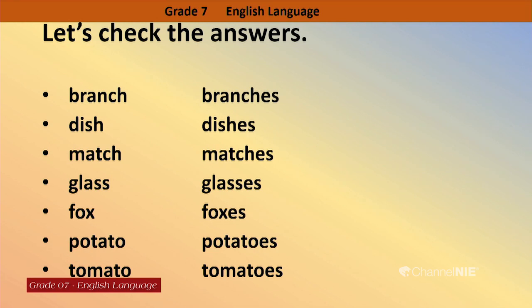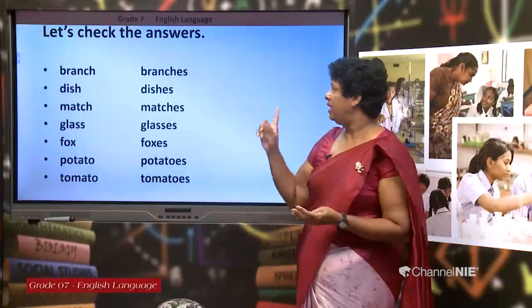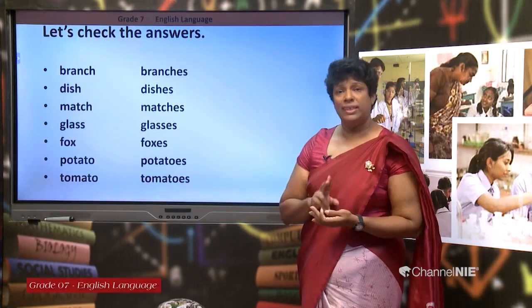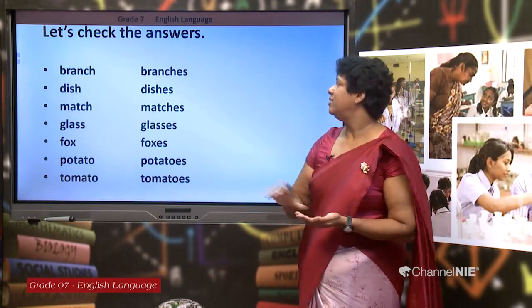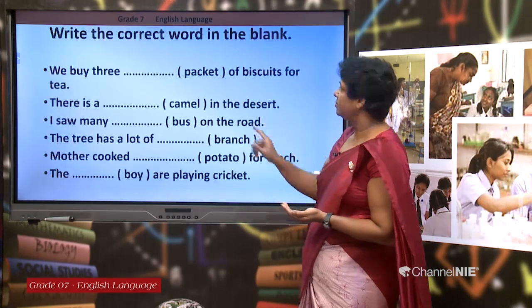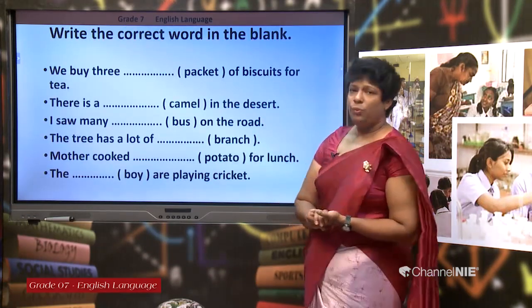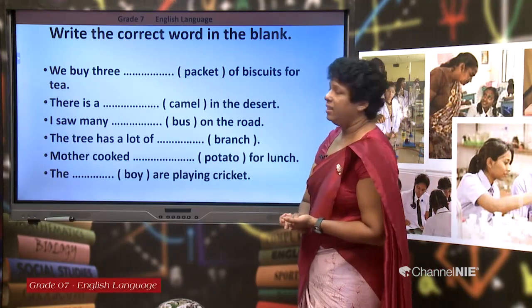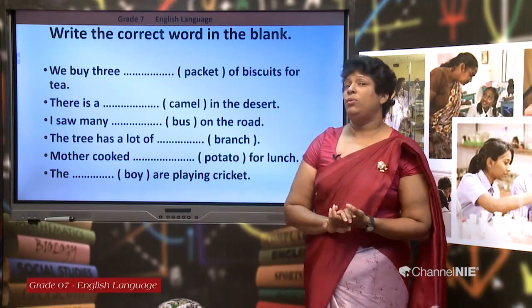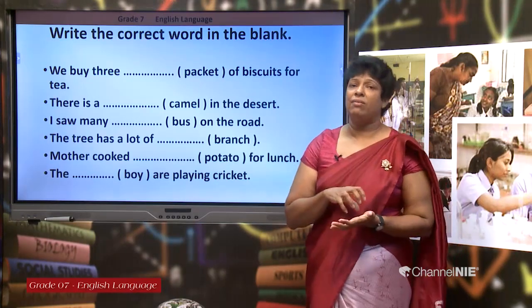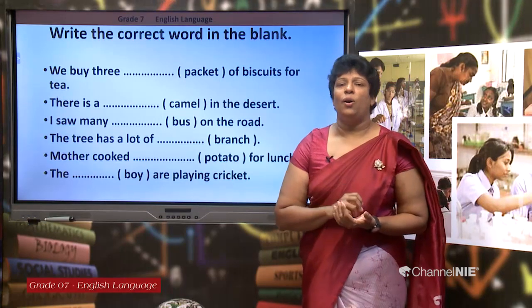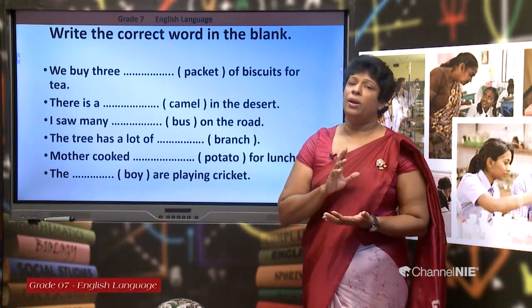Now, we learnt adding s and we learnt adding es, two letters. Understand? Now, write the correct word in the blank. There, you have to think of the word that I have given you within brackets and choose whether to write s or es.